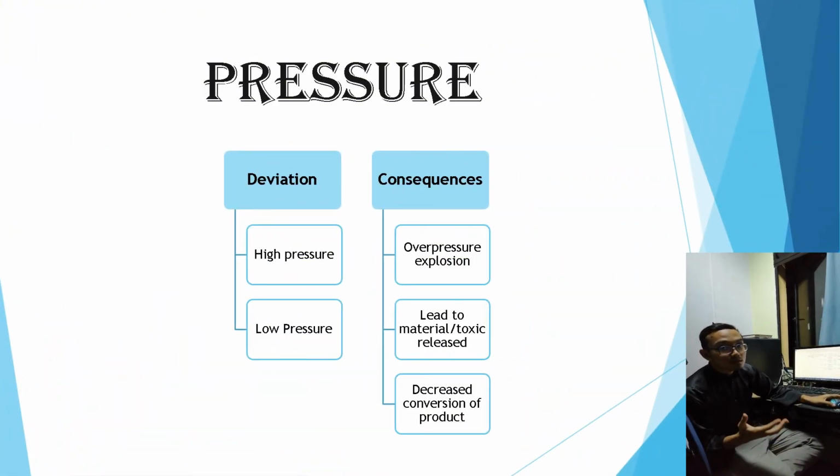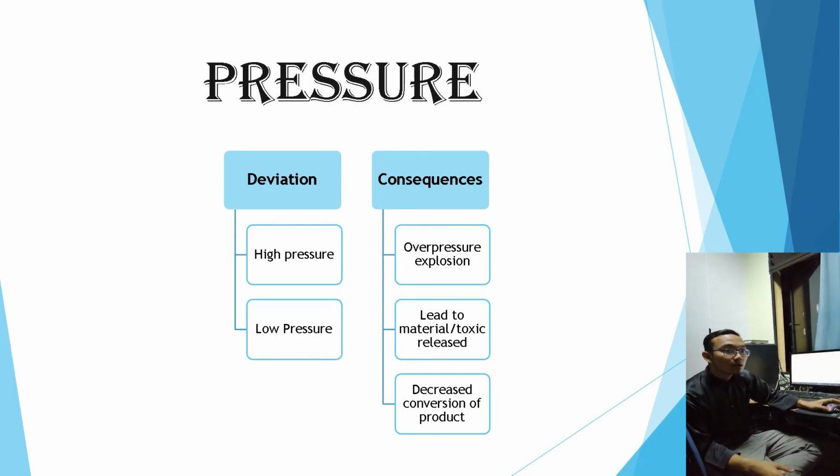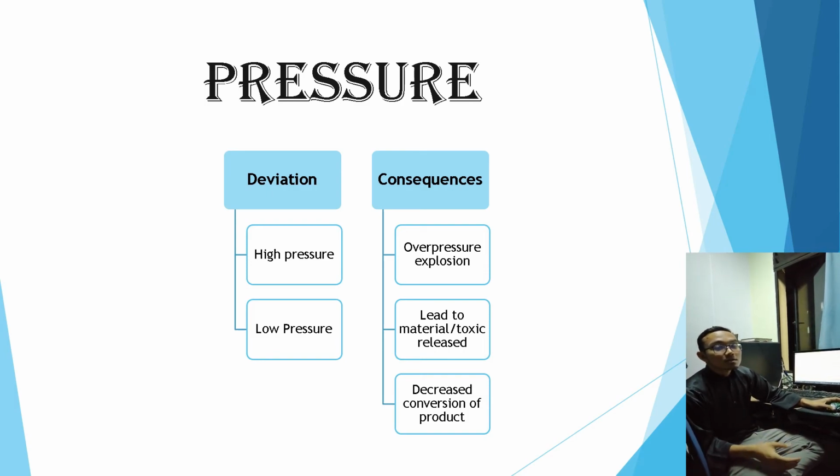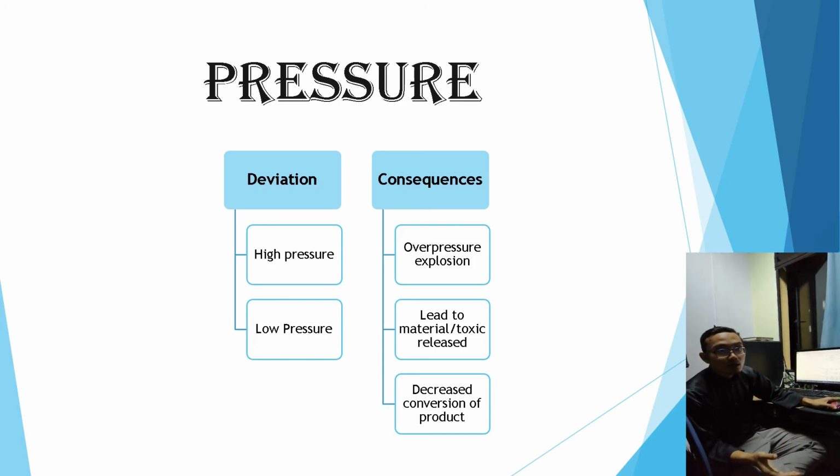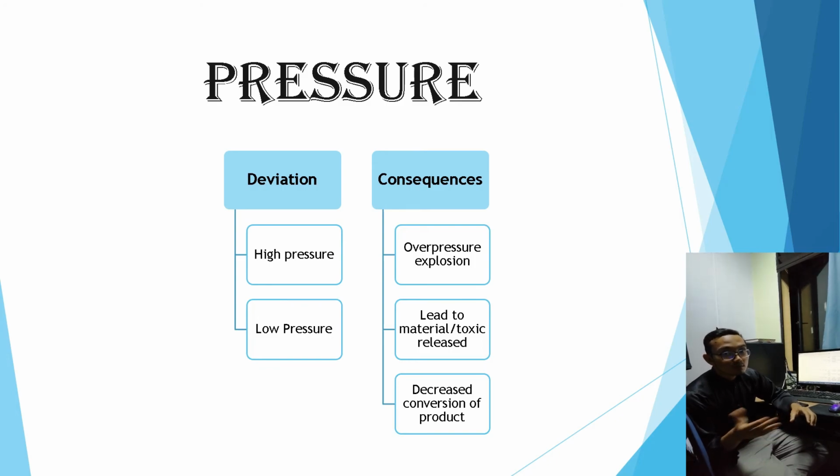Next, we move on to the next parameter, which is the pressure inside the reactor. There are just 2 deviations that might occur for the pressure inside the reactor, which are overpressure or under pressure. In case of overpressure, when the tank can no longer support the pressure, it will explode. Not just explode, but the toxic inside or any material stored inside the reactor will be released. Next, if it is under pressure, this means that the reaction will not be efficient.